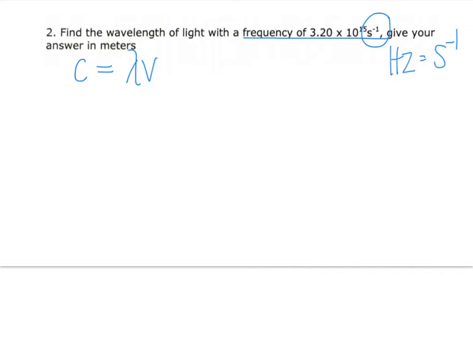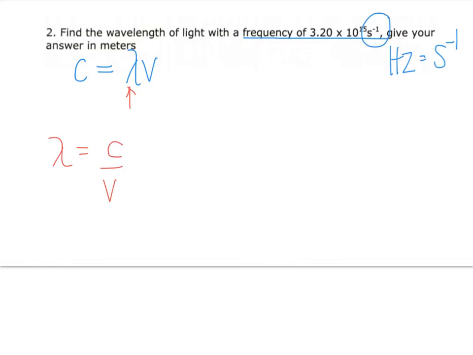All right, so this equation, find the wavelength of light with this frequency of 3.20 times 10 to the 15th second minus 1. I want to remind you that a second minus 1 is the same thing as a hertz, okay? And so we are going to use this equation. We are going to rearrange to solve for wavelength. So we want to solve for this. So we will take wavelength, and we will say that it is equal to c over ν.